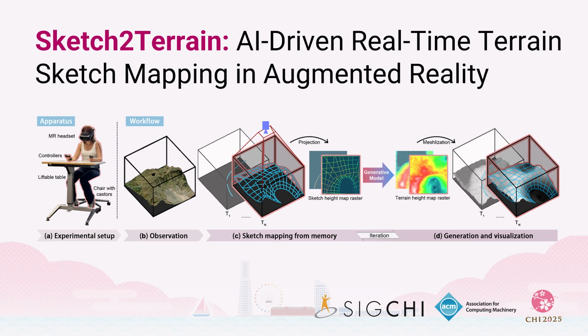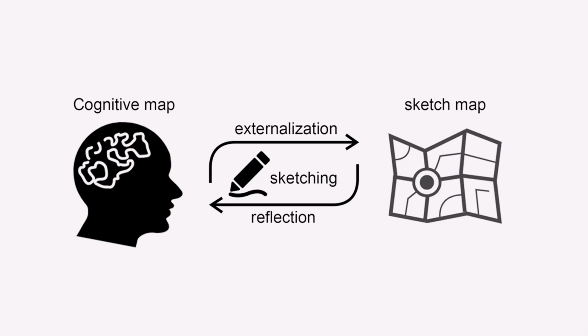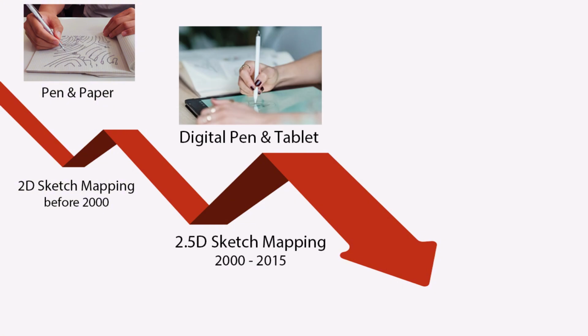Sketch2Terrain, AI-driven real-time terrain sketch mapping in augmented reality. Cognitive map is a mental representation of spatial environments. Sketch mapping is widely used to externalize cognitive maps. However, current sketch mapping methods mainly rely on 2D drawings, making it hard to depict 3D features like terrain elevation.